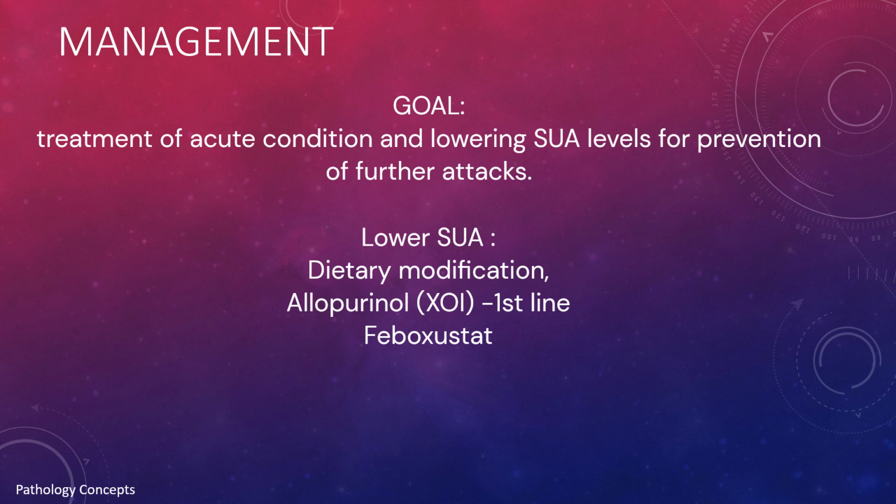Medicines are xanthine oxidase inhibitors like allopurinol and febuxostat. They work by inhibiting uric acid synthesis. Allopurinol is a recommended first-line drug in gout. Other drugs are uricosuric drugs and uricase, pegloticase.